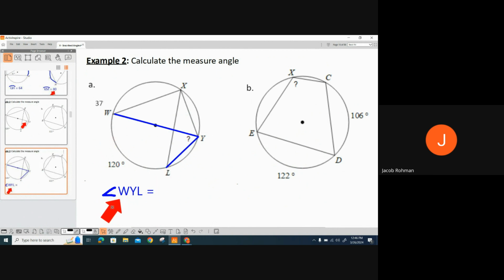WYL, which is written here, I've highlighted in blue. So the arc that it intersects, I'm going to highlight in red. So the arc being WL, and that arc is 120 degrees. So that means that this inscribed angle that's intersecting this arc has to be half that. So we would expect it to be 60 degrees.